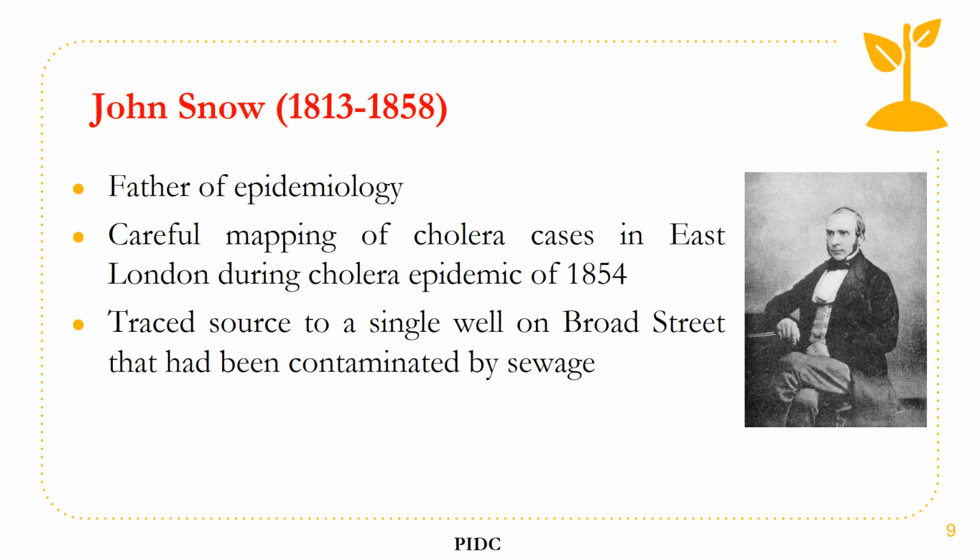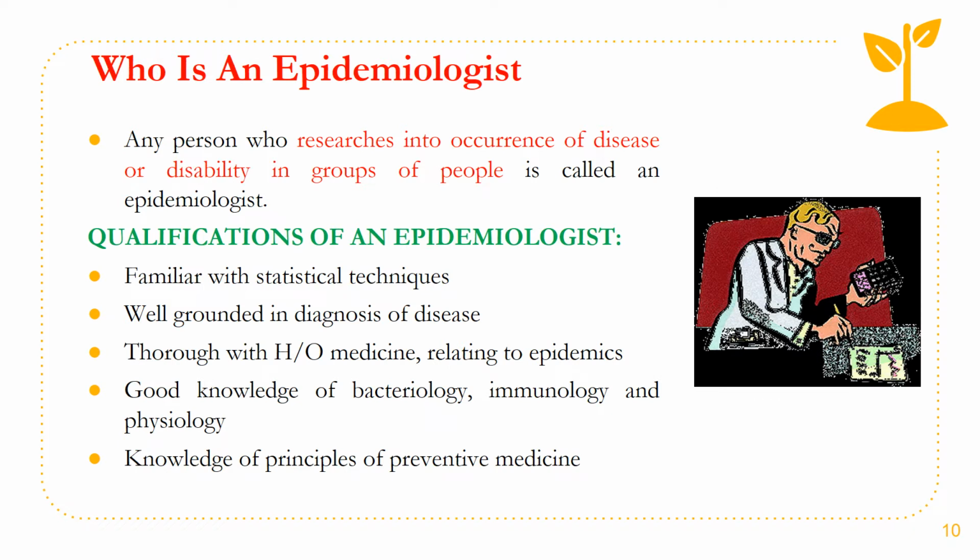Then coming to John Snow, he is the father of epidemiology. According to him, careful mapping of cholera cases in East London during the cholera epidemic of 1854 traced the source to a single well on Broad Street that had been contaminated by sewage. So these are some of the things about epidemiology.